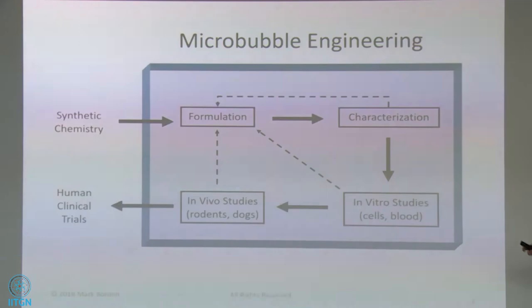And what you'll see is research is becoming increasingly interdisciplinary, where biological and medical researchers are providing these components, and then you have a team that's working together on this. But I think another important point is that formulation is the key step. It's what everything is about. The synthetic chemistry can only go so far as formulating the lipids, for example, into the bubble that makes it a useful product.